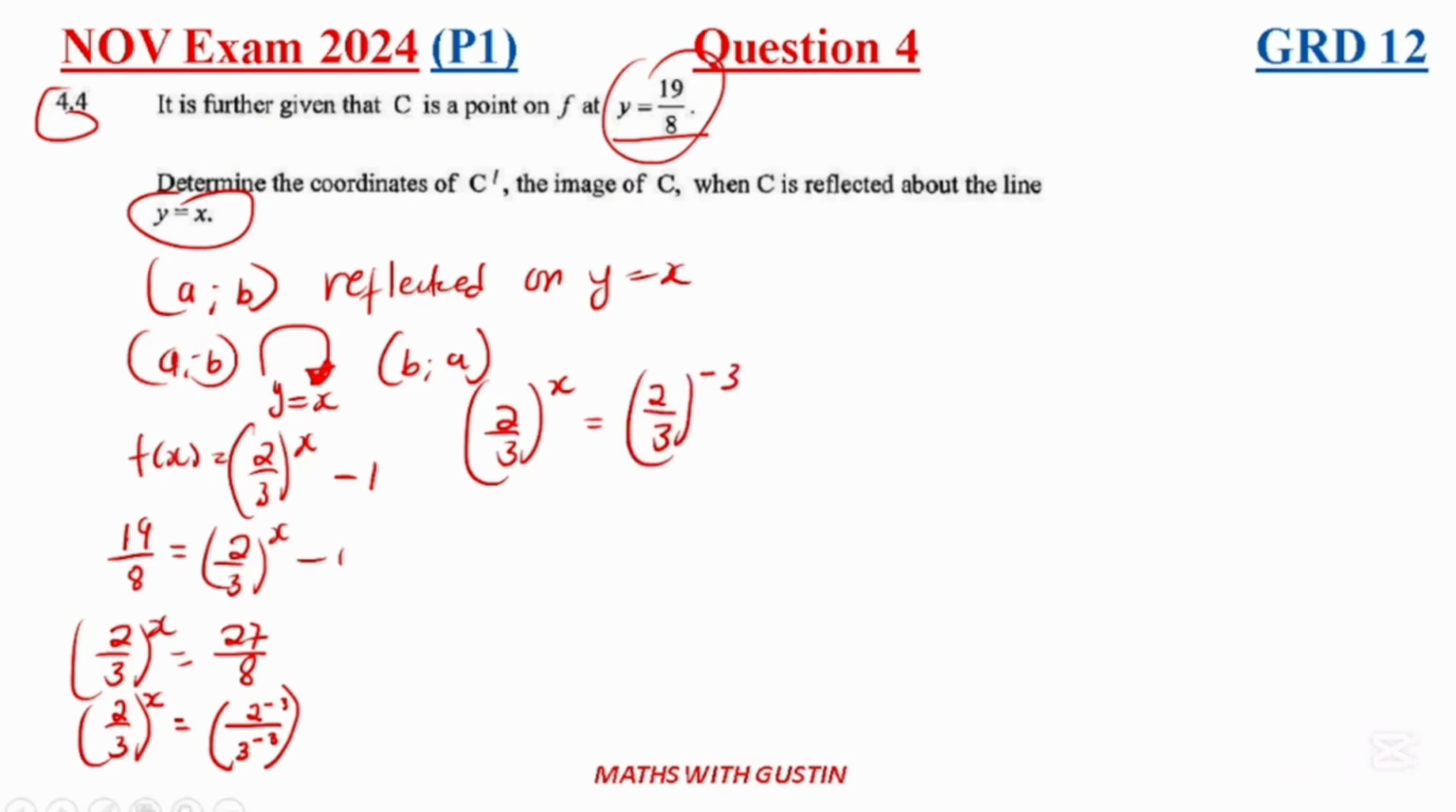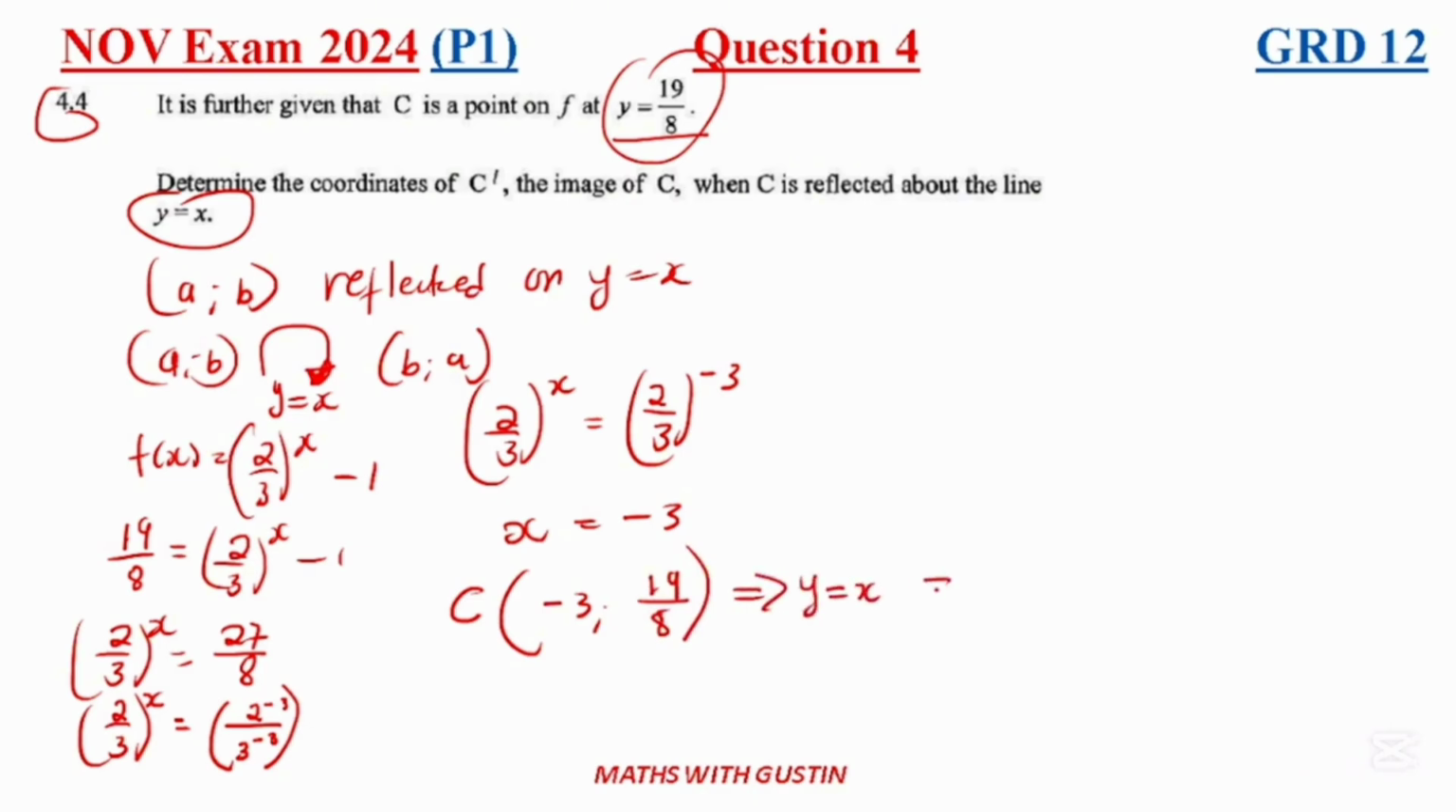This is just an exponent rule, guys. You can also rewrite it in terms of that. So here you can say, okay, the bases are the same, therefore the exponents will be equal, which will give us x = -3. Therefore, the coordinates of C now will have to be (-3; 19/8).